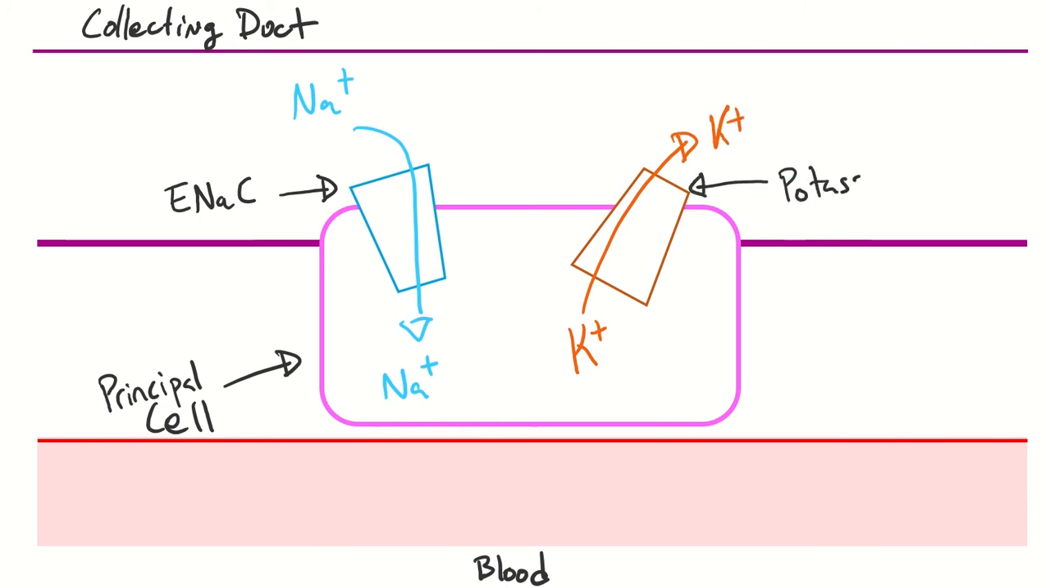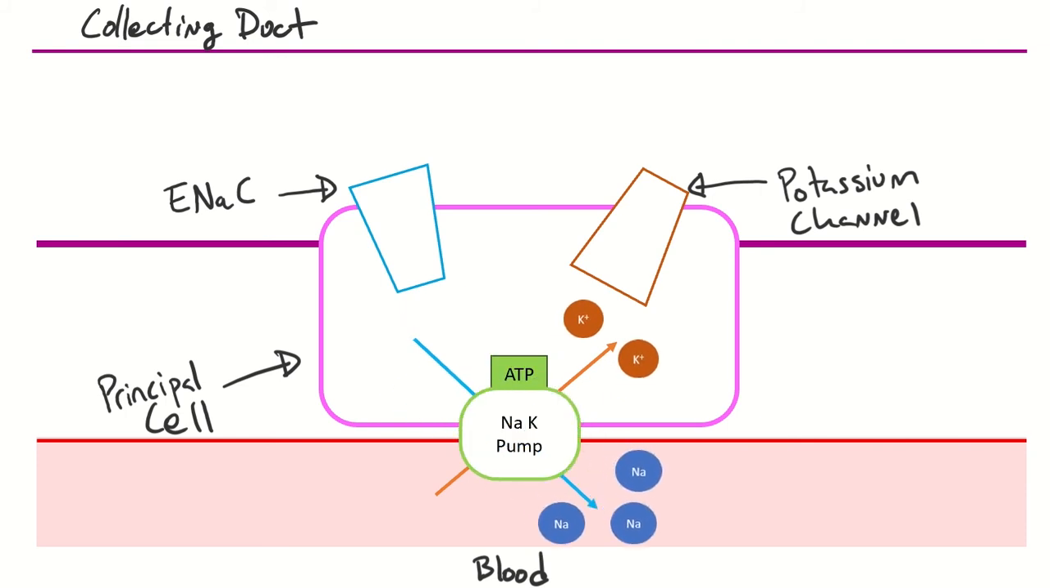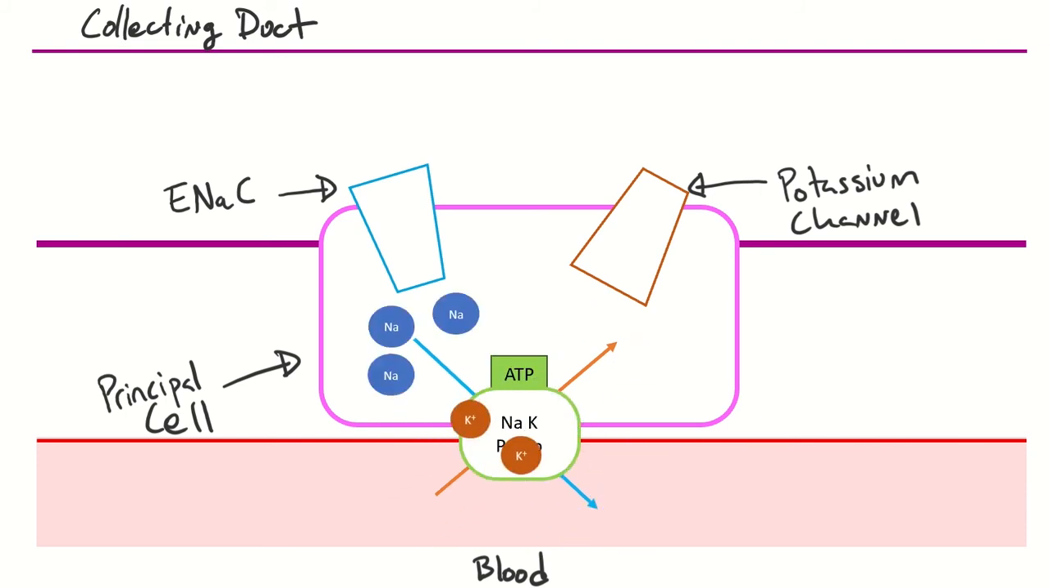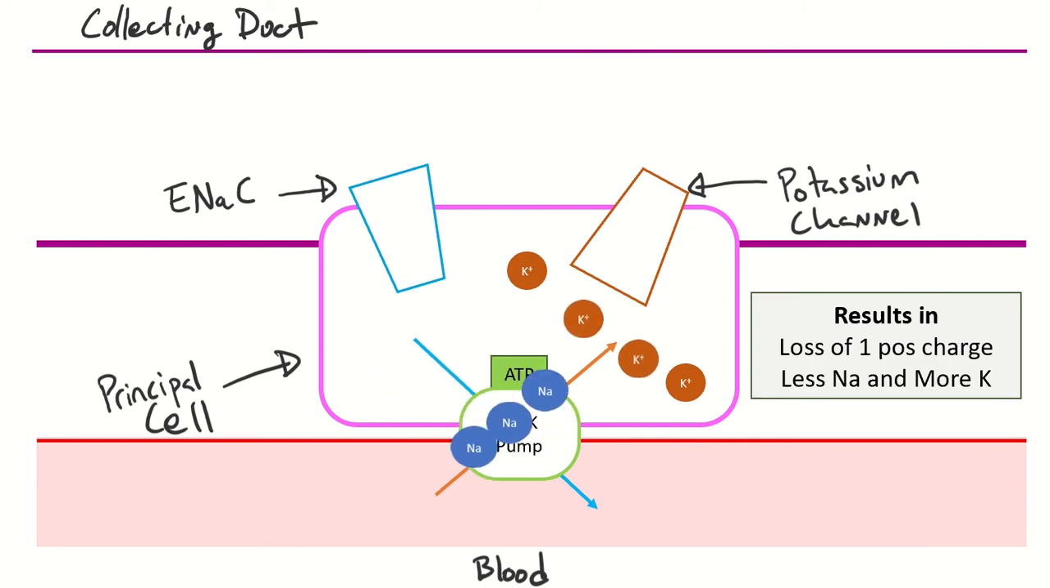Both of these channels exhibit passive transportation of these ions based on an electrical gradient. This ionic gradient is created by a sodium-potassium pump that uses ATP to import 2 potassiums into the principal cell and export 3 sodiums into the blood. So before any sodium arrives to the collecting duct, the principal cell is full of potassium and lacking sodium, and its charge is slightly more negative than the collecting duct. Thus, the principal cell is prepared for a sodium influx from the collecting duct.